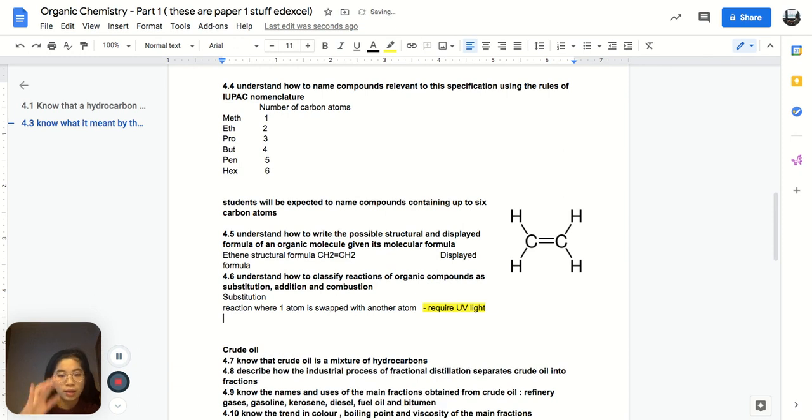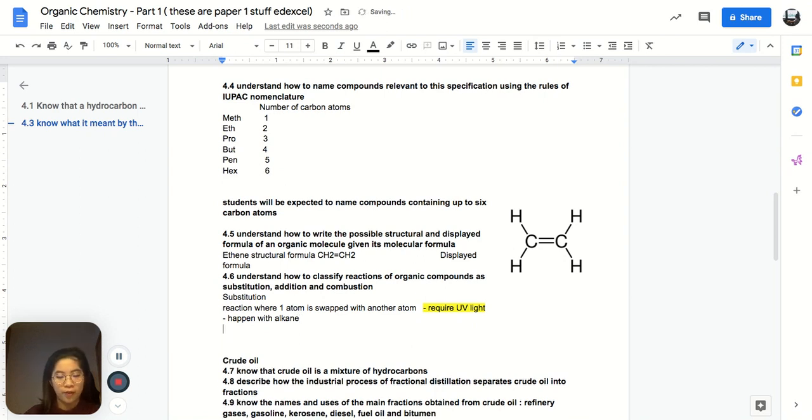And one of the most famous examples for substitution is methane reacting with bromine. And I could tell you from my experience that substitution will not only, but mostly happen in alkane. You couldn't see substitution happening in alkene because it just doesn't work. And one of the most famous examples is methane reacting with bromine.